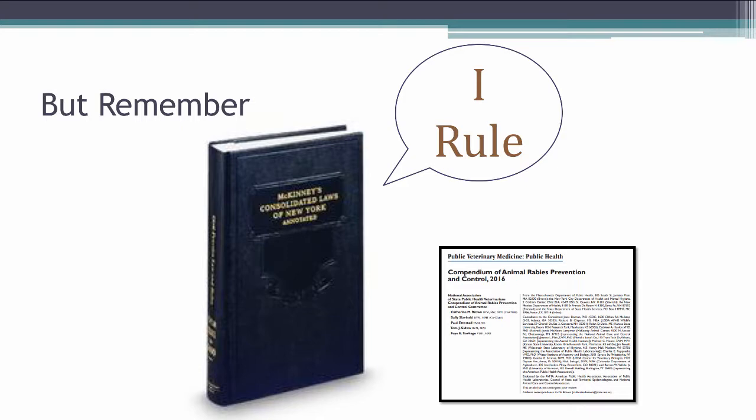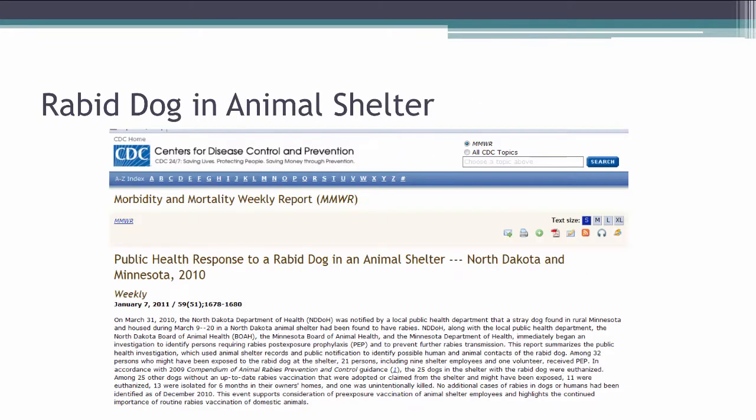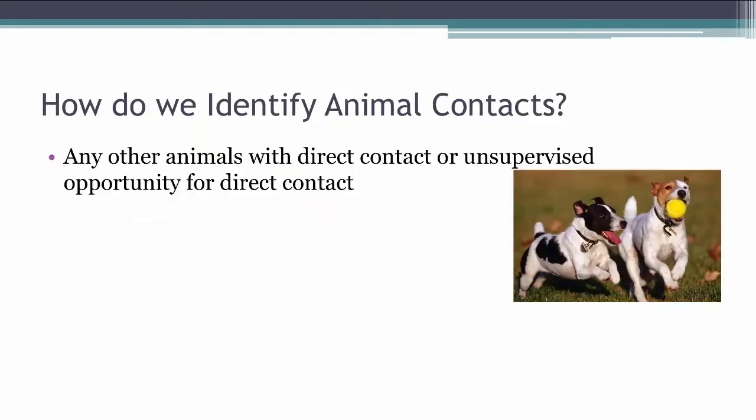Great questions. All right. So I wanted to share with you really quickly this event. There have been so many very similar situations, but this one was written up in an MMWR and had a lot more information to share with you. In North Dakota and Minnesota in 2010, there was a dog that developed rabies in the animal shelter. All right. So we have a dog diagnosed positive for rabies. We have an animal shelter full of dogs. How are we going to identify other animal contacts?